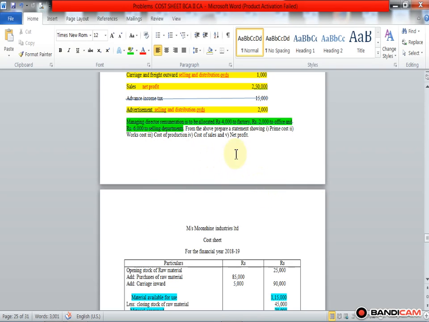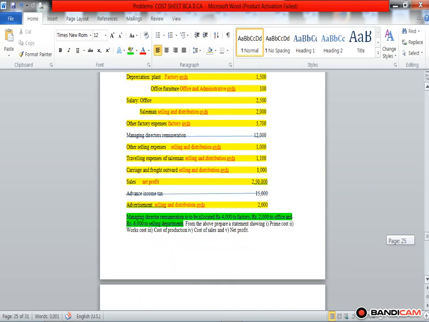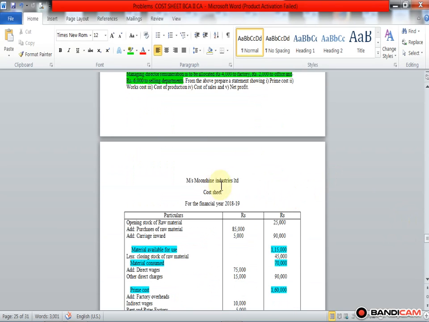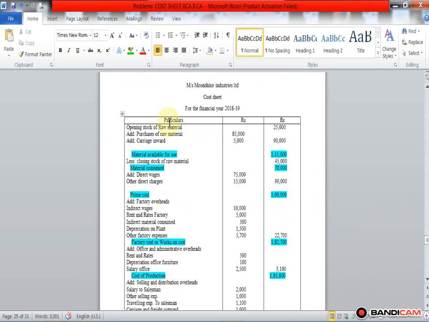Okay, so all the items we transferred, now we prepare the cost sheet. Messrs Moonshine Industries Limited cost sheet for the financial year 2018-2019. Okay, opening stock of raw material is given in the problem, that is 25,000. Then we add purchases of raw material 85,000. Then we add carriage inward rupees 5,000. The total of these two items, purchases of raw material and carriage inward, is rupees 90,000.